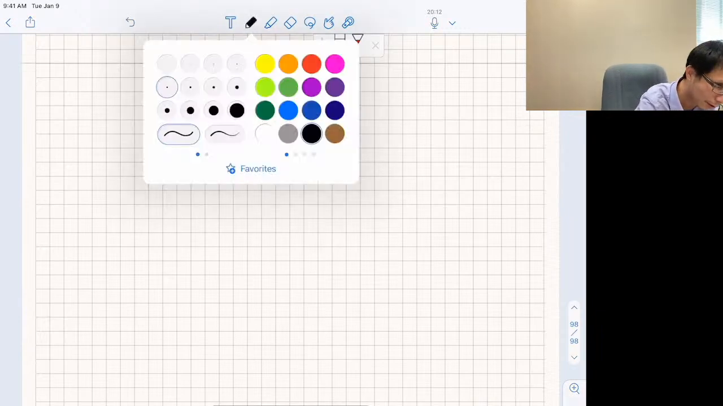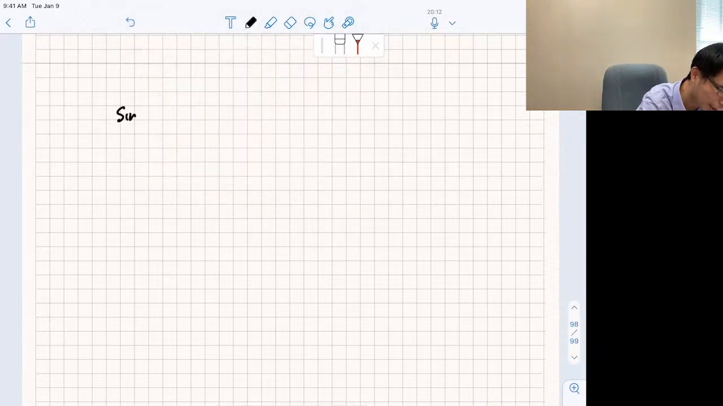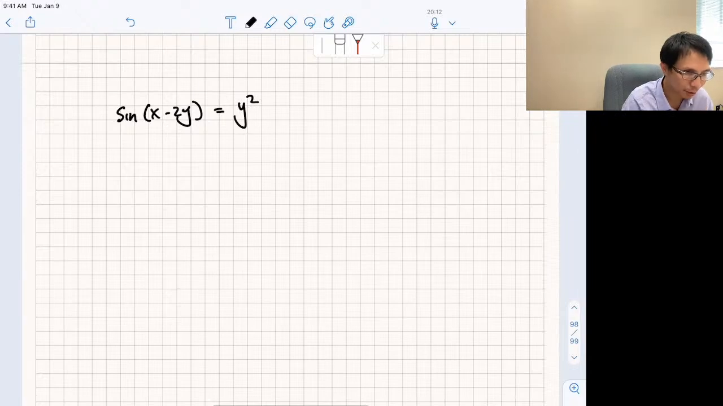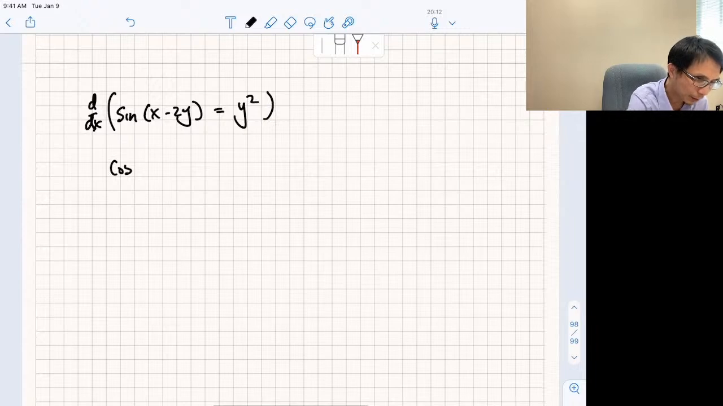So the first one is the first trig derivative. I'll just go over that. It says sine of x minus 2y is equal to y squared. So for this one we take a derivative. It has a chain rule and an implicit derivative. If I take d/dx here, then I should get cosine, because there are two layers, a first layer and a second layer.